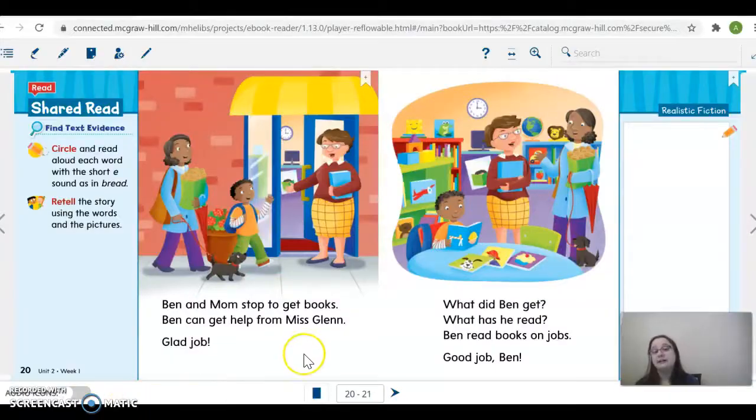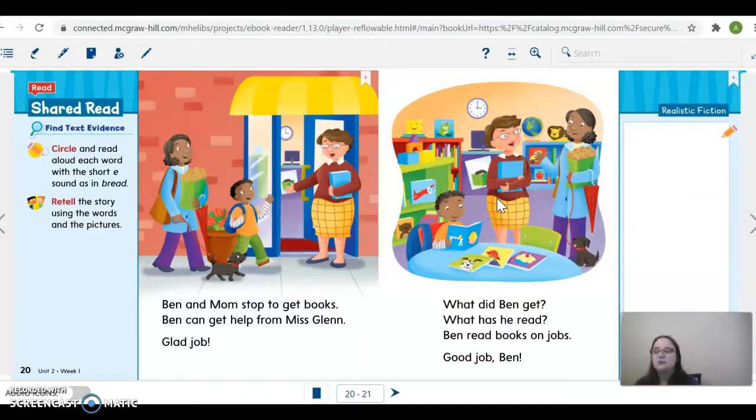Okay, friends, here's our last two pages. Let's figure out the job. Ben and Mom stop to get books. Ben can get help from Miss Glenn. Glad job. What did Ben get? What has he read? Ben read books on jobs. Good job, Ben. Okay, friends, so we know from our picture that Ben is at the library. And the text told us that he can get help from Miss Glenn. And it looks like Miss Glenn has helped Ben get books from our picture. So that's how we know that she's a librarian.